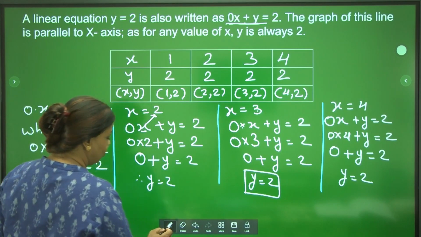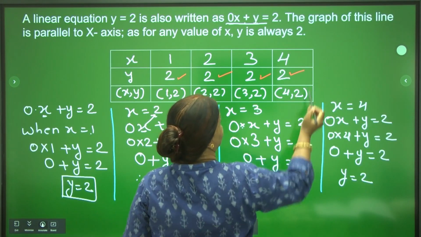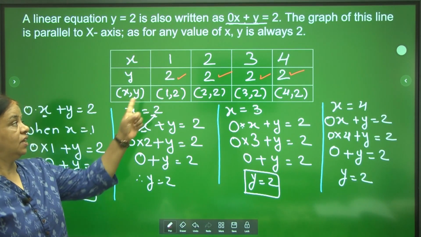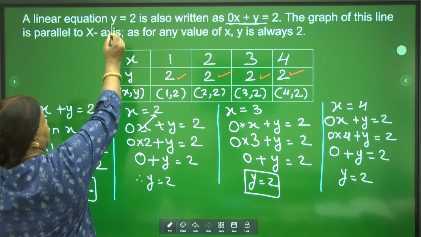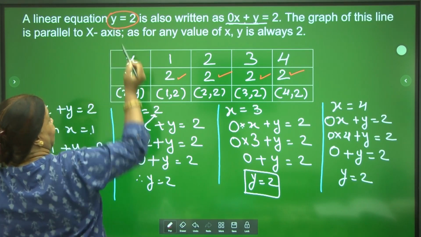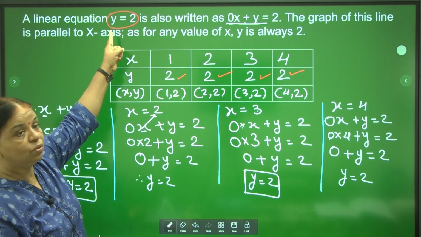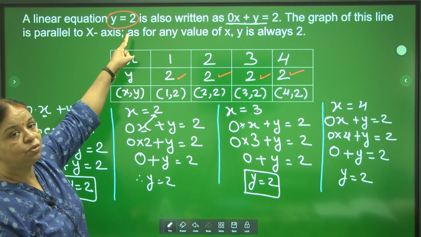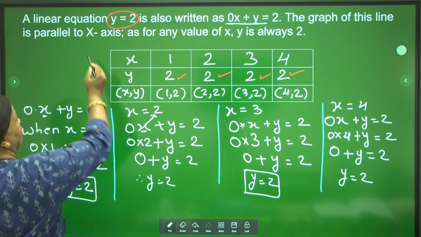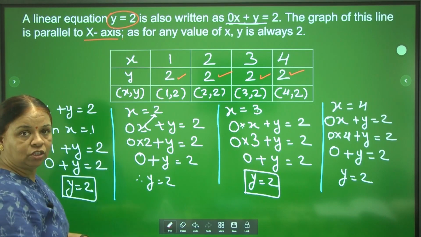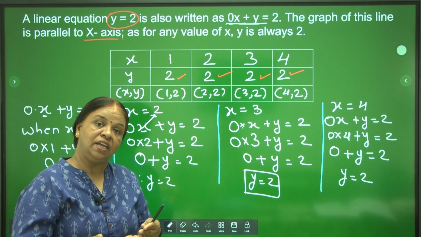So every time you will see, children, every time we are getting the same value, and when we plot the graph of this equation, which is y is equal to 2, we will get a line parallel to the x axis, because y is equal to 2. Yes, parallel to the x axis. Let's plot the graph and see how it is coming parallel to the x axis.